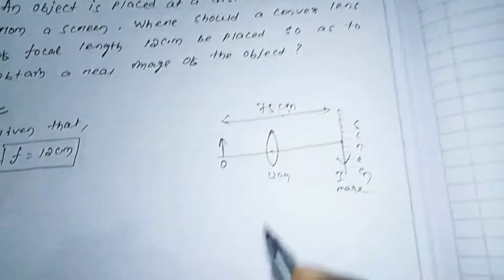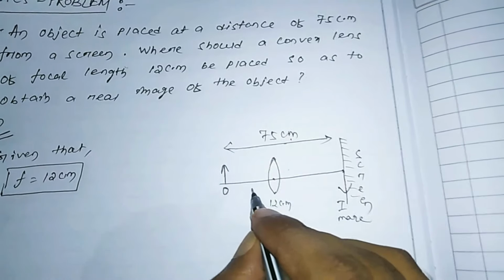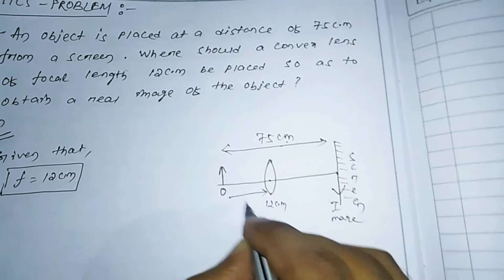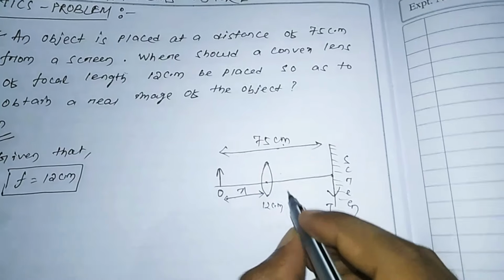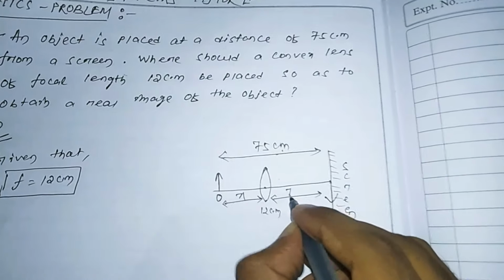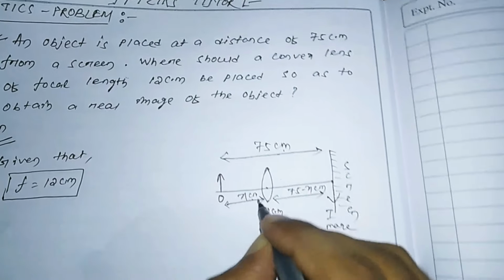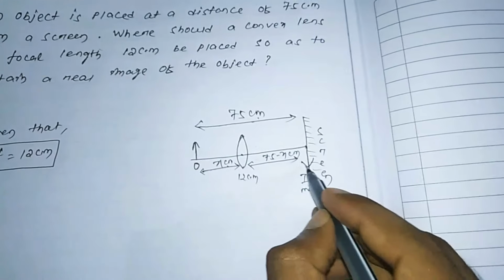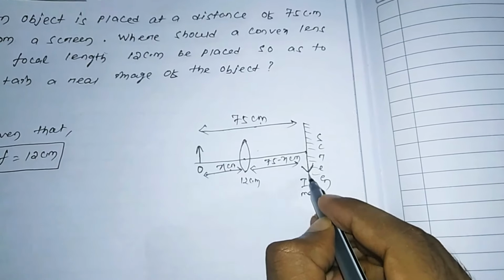Let us consider the object is at a distance x from the lens. This is the object distance, that is x. So what is the image distance? That is 75 minus x centimeter. So here the image is real, and it is formed on the screen.